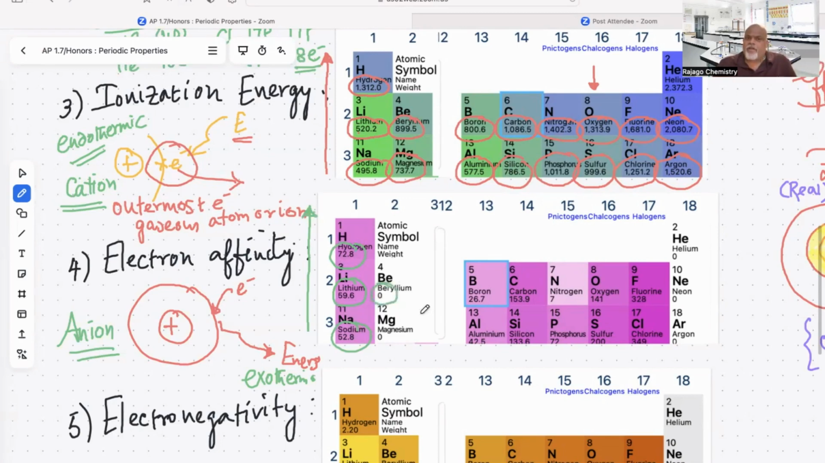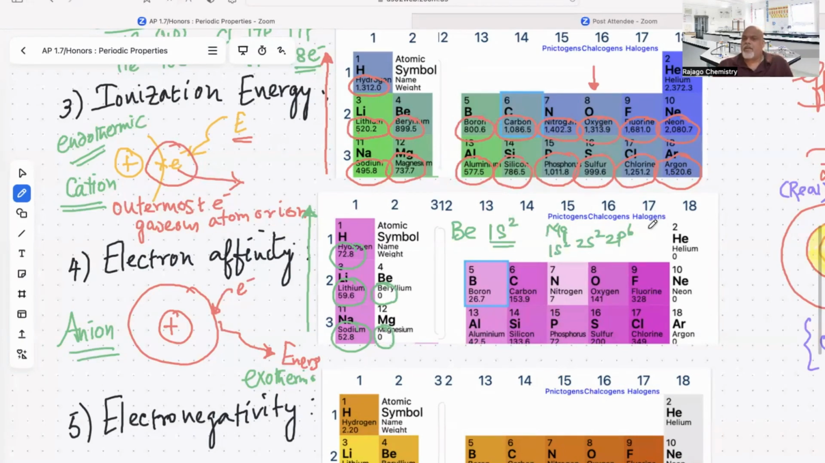If you look at beryllium, the value is 0 because the electronic configuration of beryllium is 1s2, 2s2. So the shell is full. It doesn't want any electron, so it is not going to take any electron. So the value is zero. Same thing with magnesium. Magnesium is 1s2, 2s2, 2p6, 3s2. It is also full.